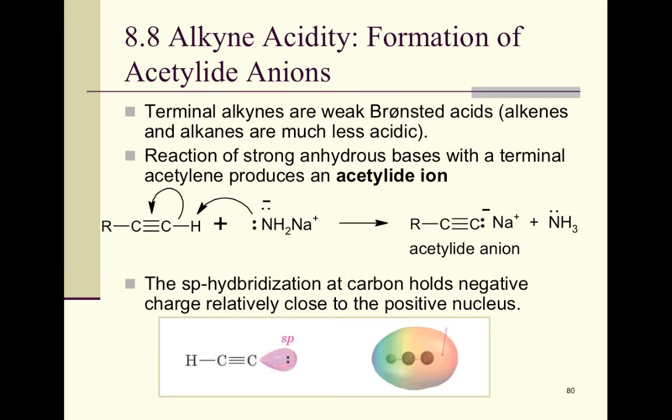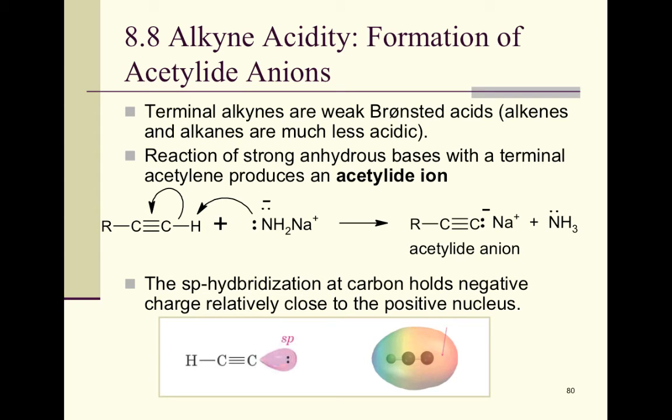Alkyne acidity, the formation of acetylide anions. Terminal alkynes are weak Bronsted acids. Alkenes and alkanes are much less acidic. The reaction of a strong anhydrous base with a terminal acetylene produces an acetylide ion. What we're going to do with this reaction is we're going to form acetylide anions, and we're going to add more carbons to carbon in some multiple step synthesis.